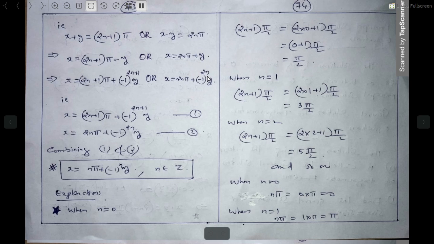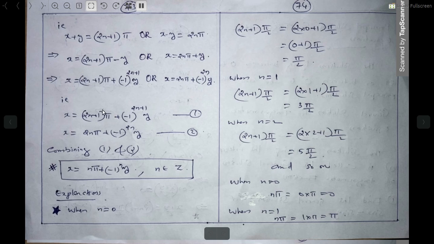Then when n is equal to 1, 2 into 1 is 2, which is an even number, so minus 1 whole raised to 2 is positive y. When n is equal to 3, 2 into 3 is 6, minus 1 whole raised to 6 is 1, 1 into y, and so on. So we are here at this step. Then we got two values for x, that is x is equal to 1 plus 1 pi plus minus 1 whole raised to 1 plus 1 y, that is this one. Similarly, x is equal to 1 pi plus minus 1 whole raised to 1 y, that is equation number 2. So equation number 1 and 2.